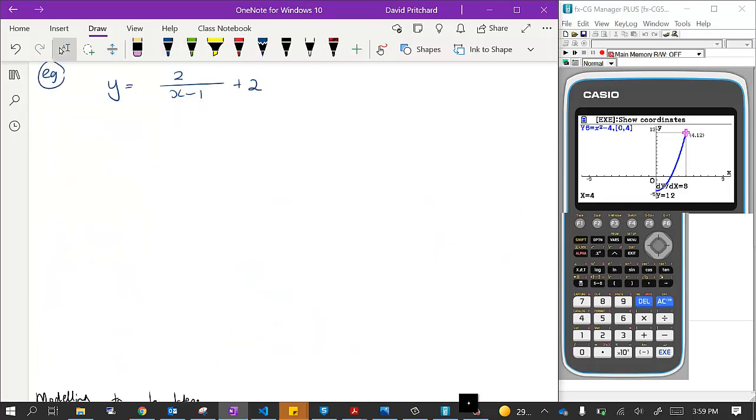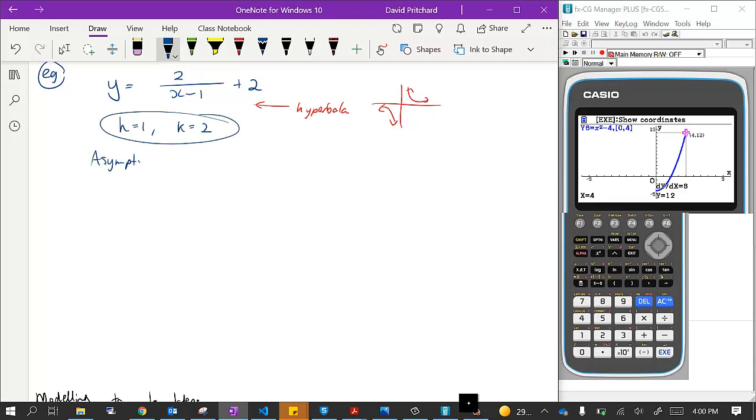So we'll look at what we can see, hopefully, is a hyperbola. Now, as soon as we see that it's a hyperbola, we should know the shape. We know we've got asymptotes that we have to find, and we can start by saying h is equal to 1 and k is equal to 2. Once we've got those, we know that our asymptotes are pretty easy to determine. We've got x is equal to h, which is x is equal to 1, and y is equal to k, which is y is equal to 2.